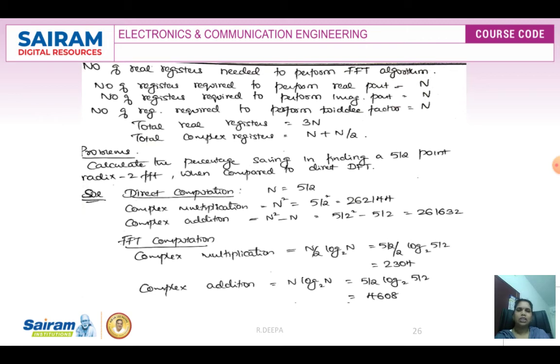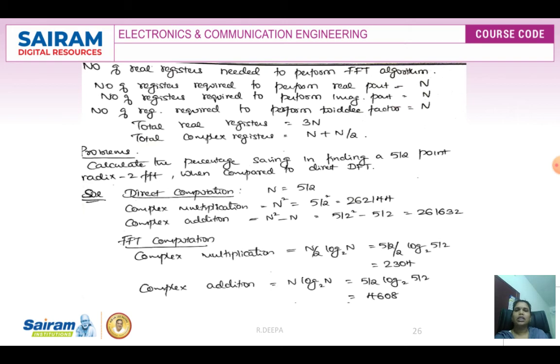The formula for additions is N square minus N. So just substitute N equal to 512, and you'll get the complex additions as 2,61,632. For the FFT computation, the formula for complex multiplication is N by 2 log N base 2. So put N equal to 512 and simplify, the value is 2304 complex multiplications. And for the complex addition it is N log N base 2, so the value for the given problem is 4608.